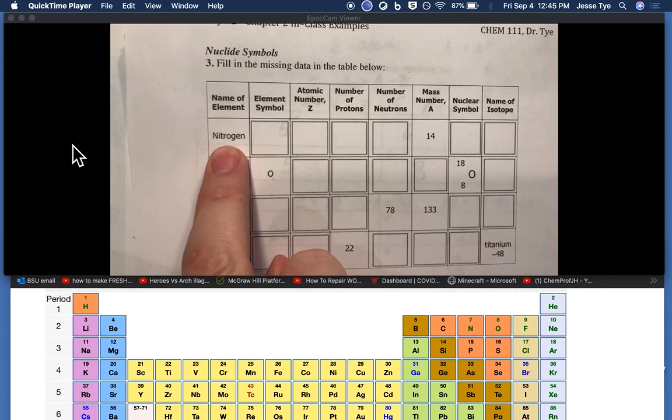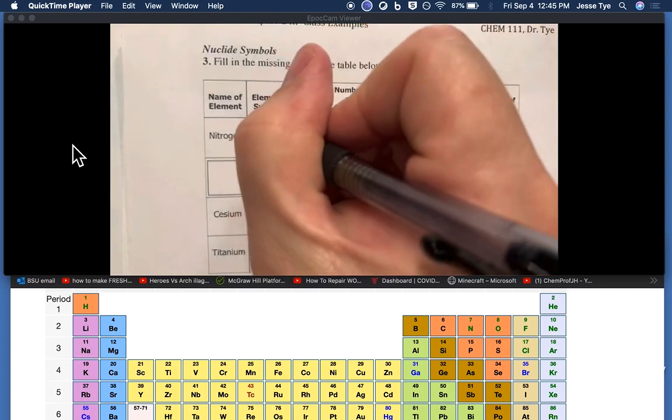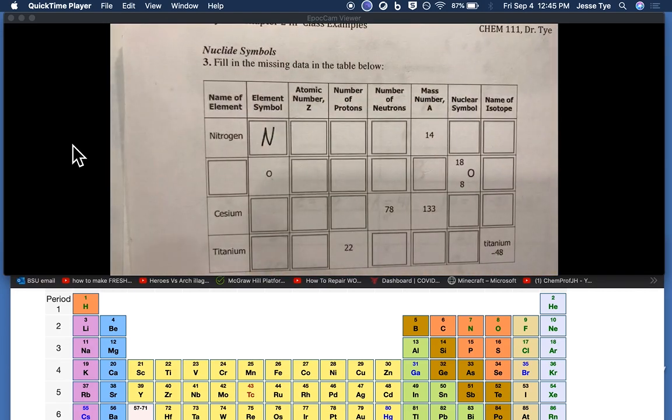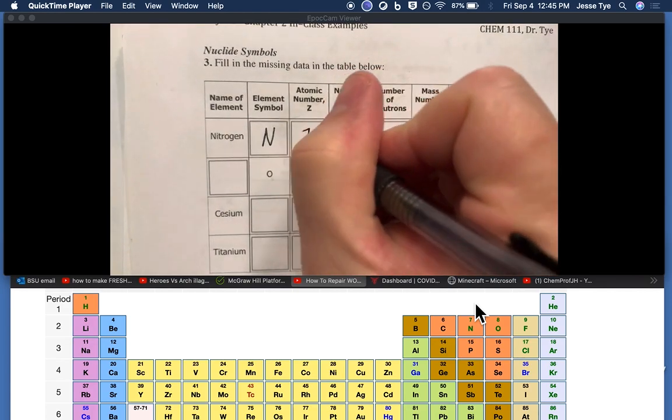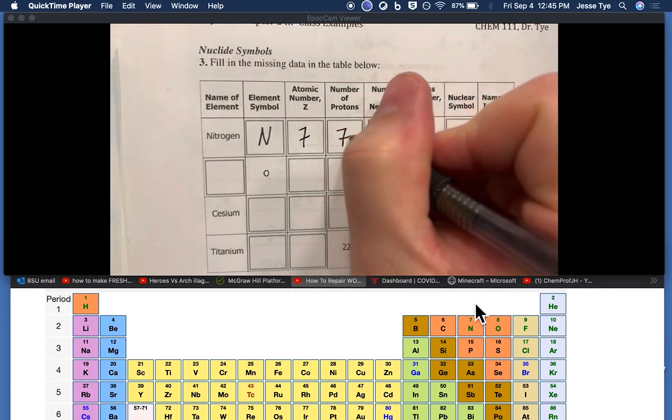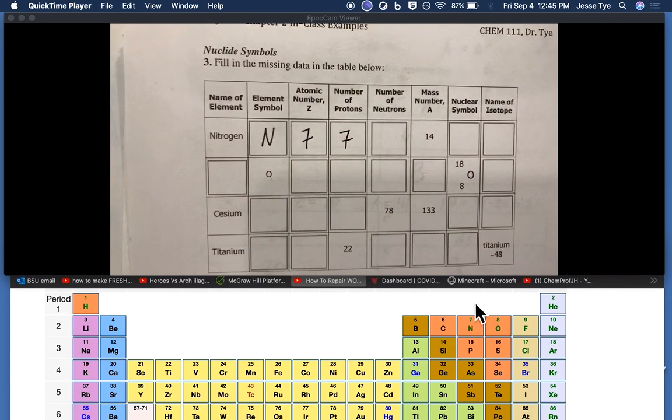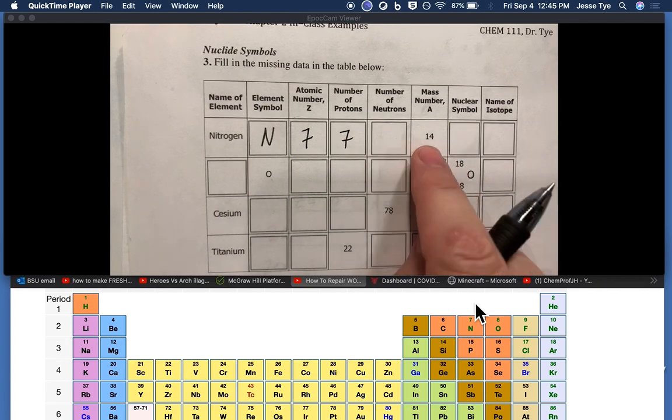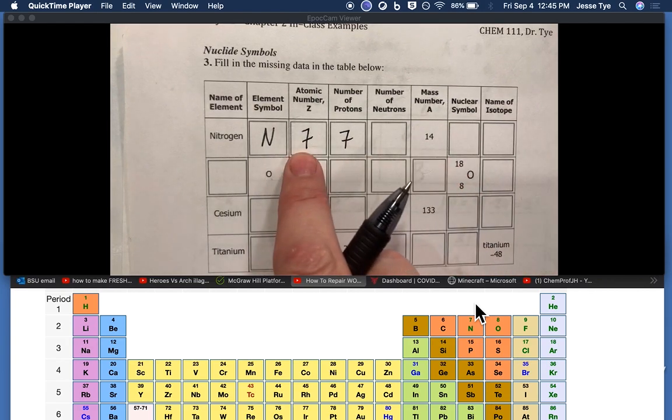I'll just start here with nitrogen. The symbol for nitrogen is N. Now look down here at my periodic table. The atomic number is 7. And these two columns are always going to be equal. The atomic number is the number of protons. So now I know the mass number, A, and I know Z here.